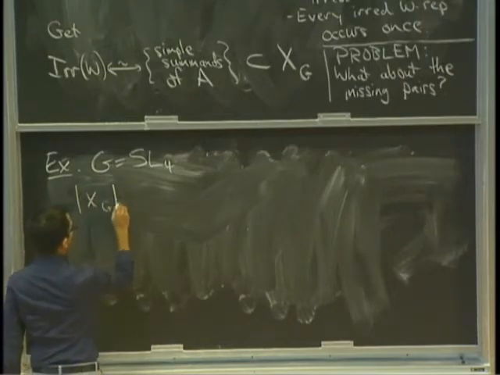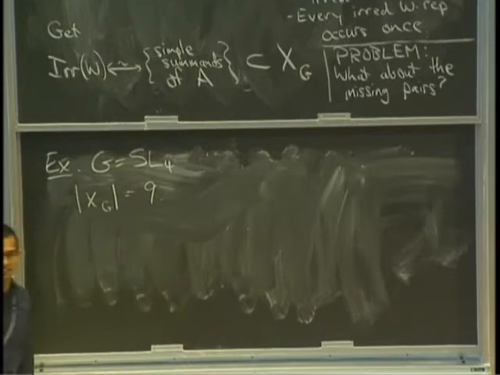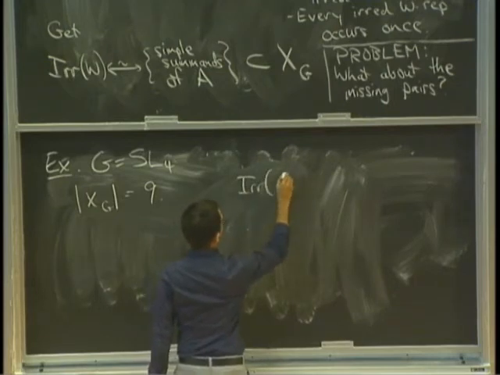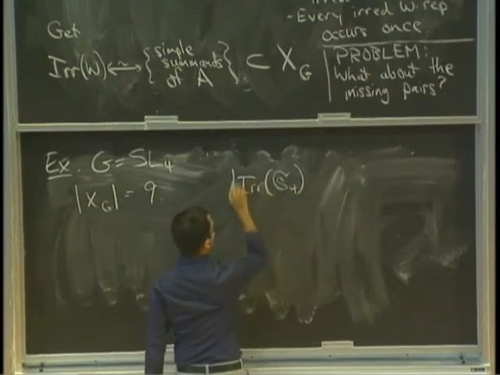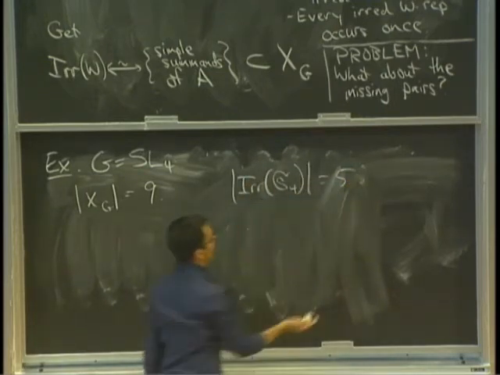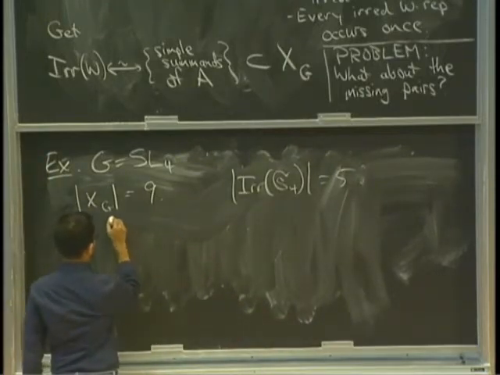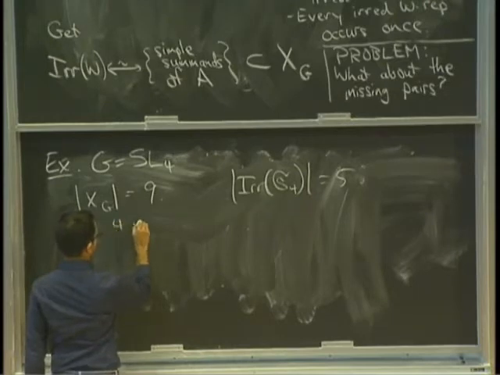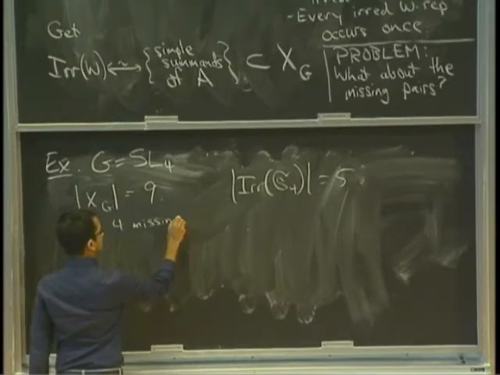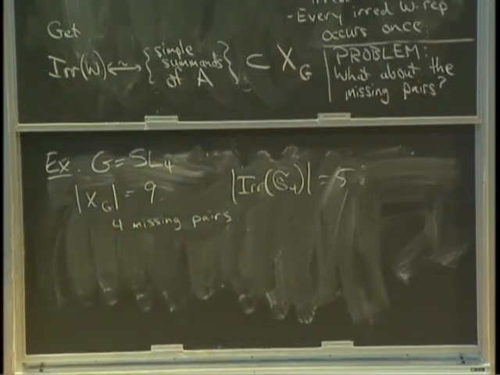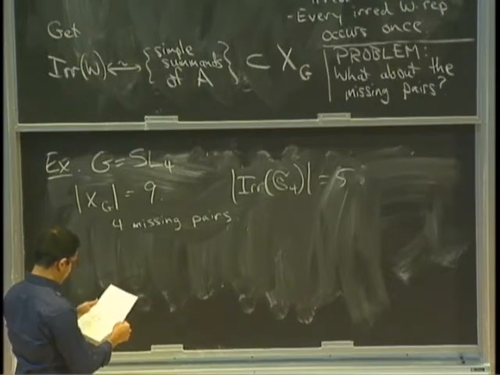Anyway, what happens is that xg in this case has 9 elements, but the number of irreducible representations of the symmetric group on 4 letters is 5. It's the number of partitions of 4. So there are 4 missing things. So there are 4 missing pairs. Later we'll see what to do about those.